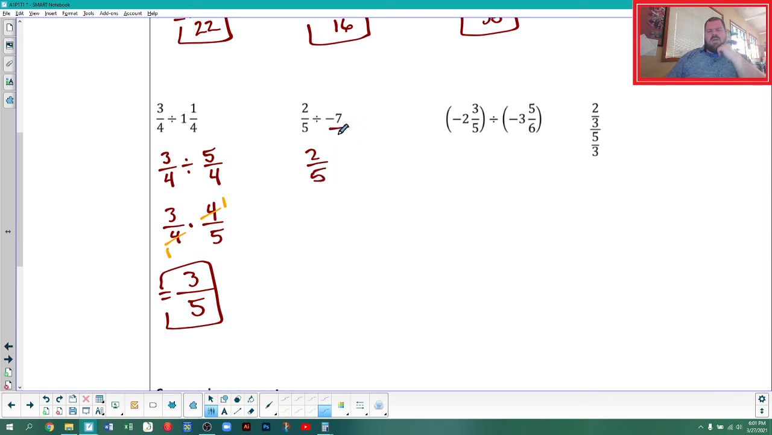On this one, a lot of times I'll just put an over 1 right there so I don't have to write more. I can flip this fraction now. No cross reducing to happen. 2 times -1 is -2. 5 times 7 is 35.